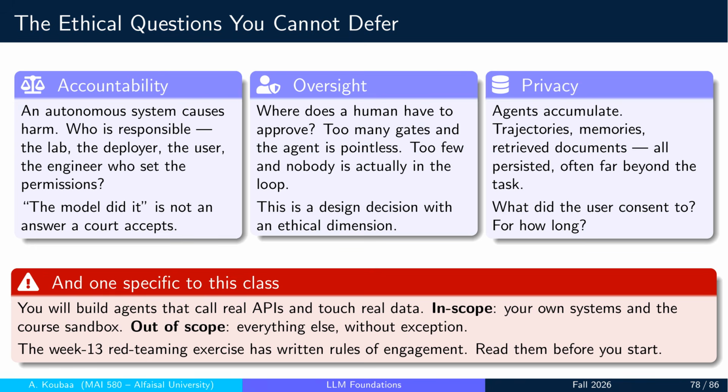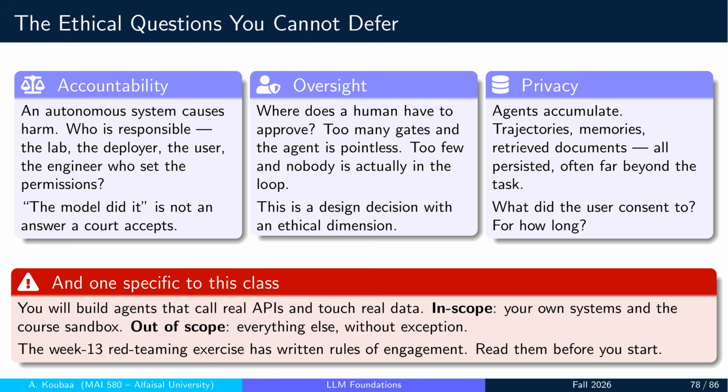There are 3 ethical questions you cannot defer, and I want to frame them as design questions, not philosophy, because that is what they are. Accountability. An autonomous system causes harm. Who is responsible? The laboratory, the deployer, the user, or the engineer who set the permissions? Note the line underneath. The model did it is not an answer a court accepts. Somebody chose the permission scope, and that somebody may be you.